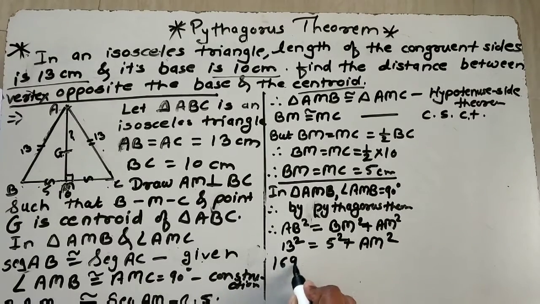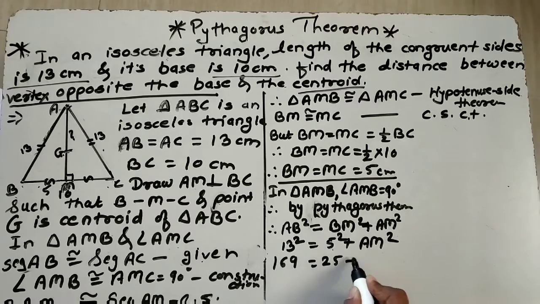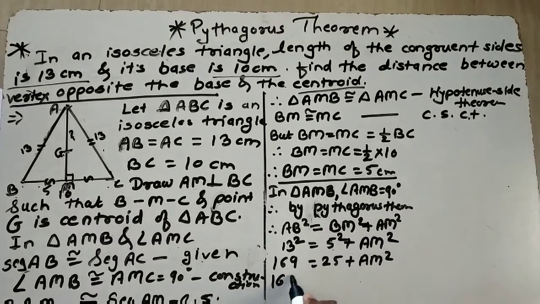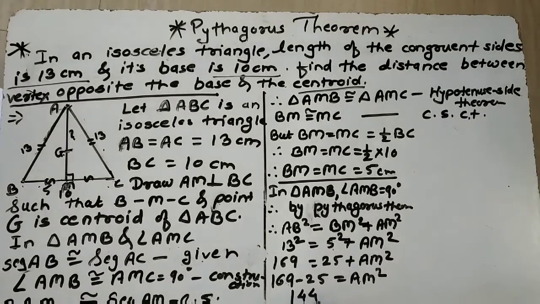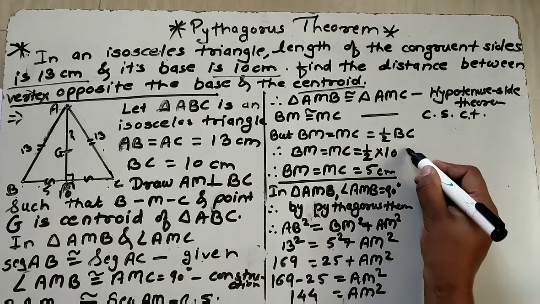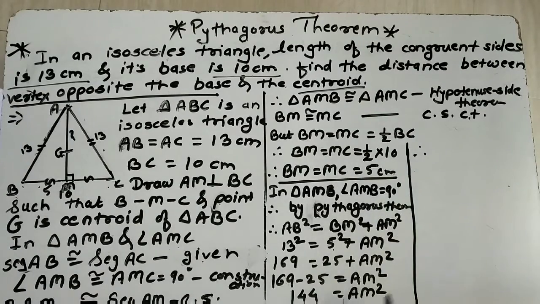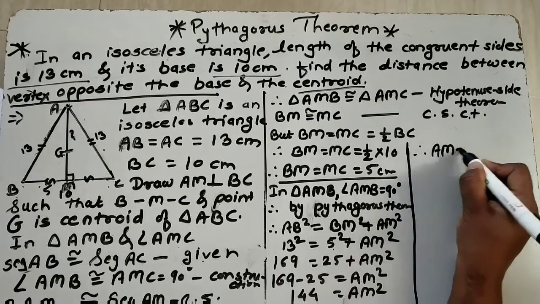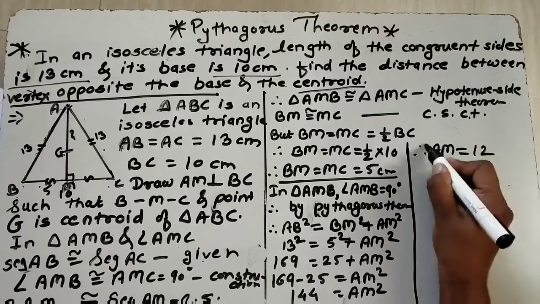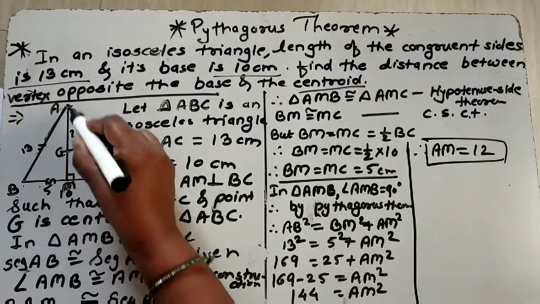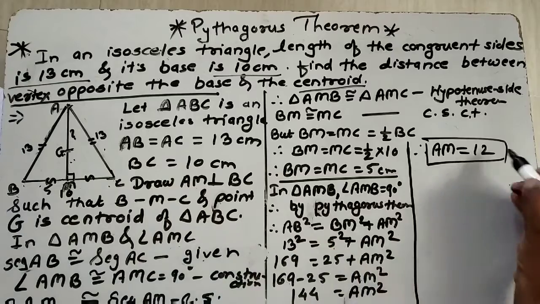13 square is 169. 5 square is 25, and AM square. So this 25 will come here for the subtraction. 169 minus 25 is equal to AM square. The subtraction of both is 144, equal to AM square, and therefore we take the square root of both sides. AM is equal to square root of 144, which is 12. Now we got the value of AM, that is AM is equal to 12 centimeter.